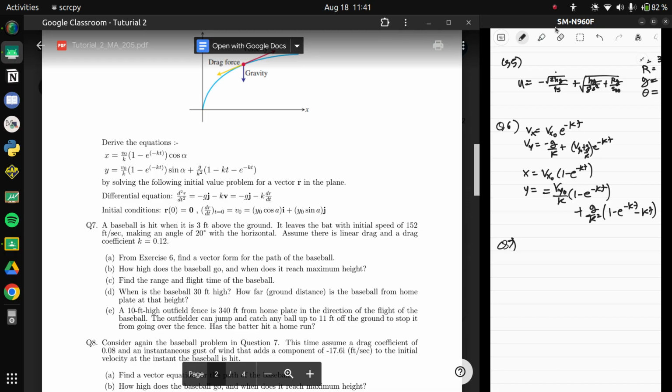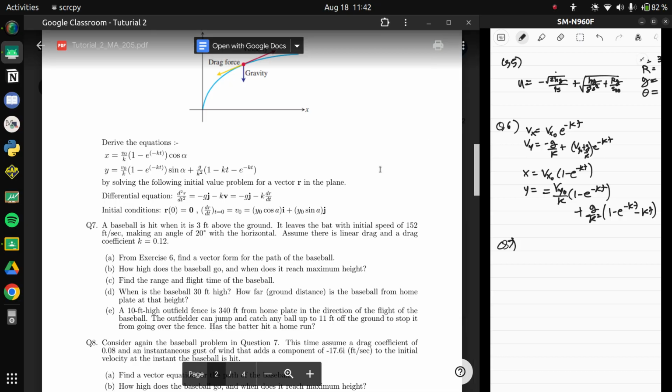So question number 7. I actually searched this up. The value of g is something like 32 feet per second squared. Anyway, let's get it started. So approximately 32.